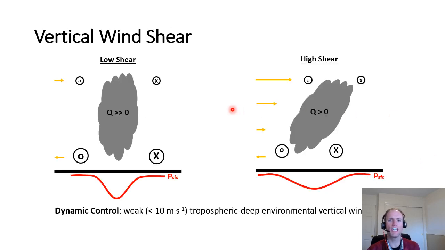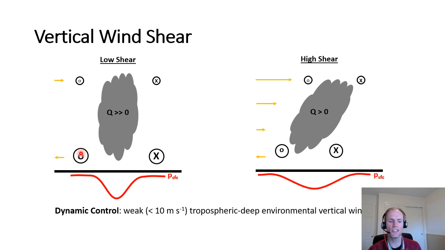So this allows us to get into our last two elements here. The first one is our dynamic control of vertical wind shear, the change in the wind speed and direction with height. And I have two cartoons here depicting a low shear case, light easterly winds giving way to light westerly winds, and a high shear case, light easterly winds giving way to very strong westerly winds here.